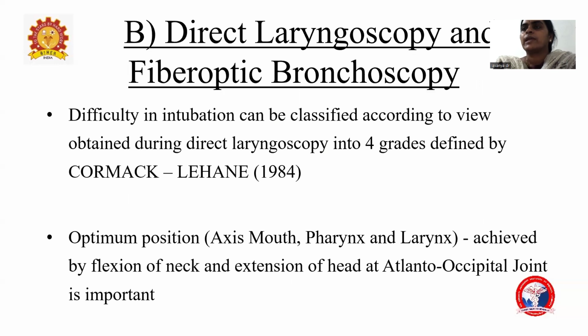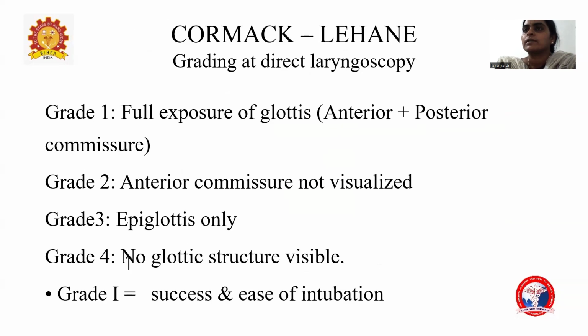Difficulty in intubation can be classified according to the view obtained during direct laryngoscopy and fiberoptic bronchoscopy, and graded into 4 grades, which was defined by Cormack and Lehane in 1984. The optimal position, where the axes of mouth, larynx, and pharynx are aligned in a single line, is achieved by flexion of the neck and extension of the head at the atlanto-occipital joint. It is graded by direct laryngoscopy.